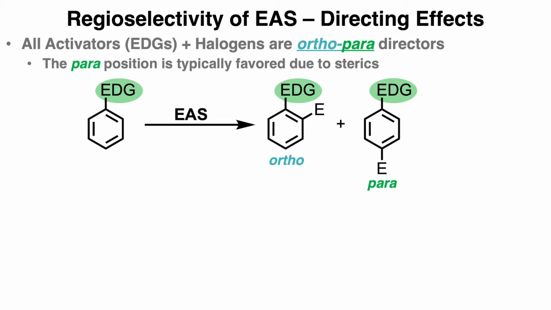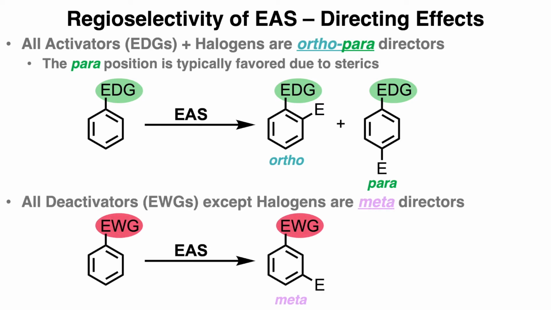Now let's talk about the regioselectivity of EAS reactions and the directing effects that activators and deactivators have. All activators as well as halogens are considered to be ortho-para directors. Although both products are formed, typically the para position is favored slightly over the ortho position just due to sterics. In this general example, if you have any electron donating group connected to a benzene ring and undergo any EAS reaction, both the ortho and the para product will form, but the para product will just be more favorable.